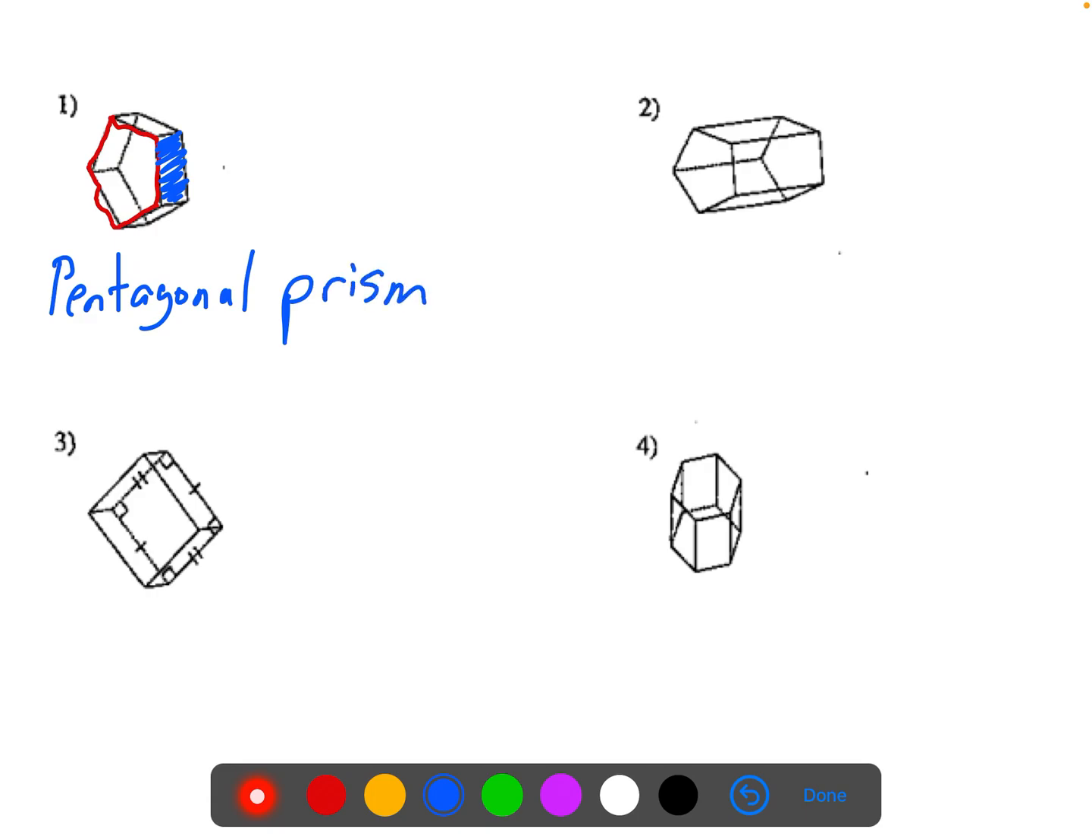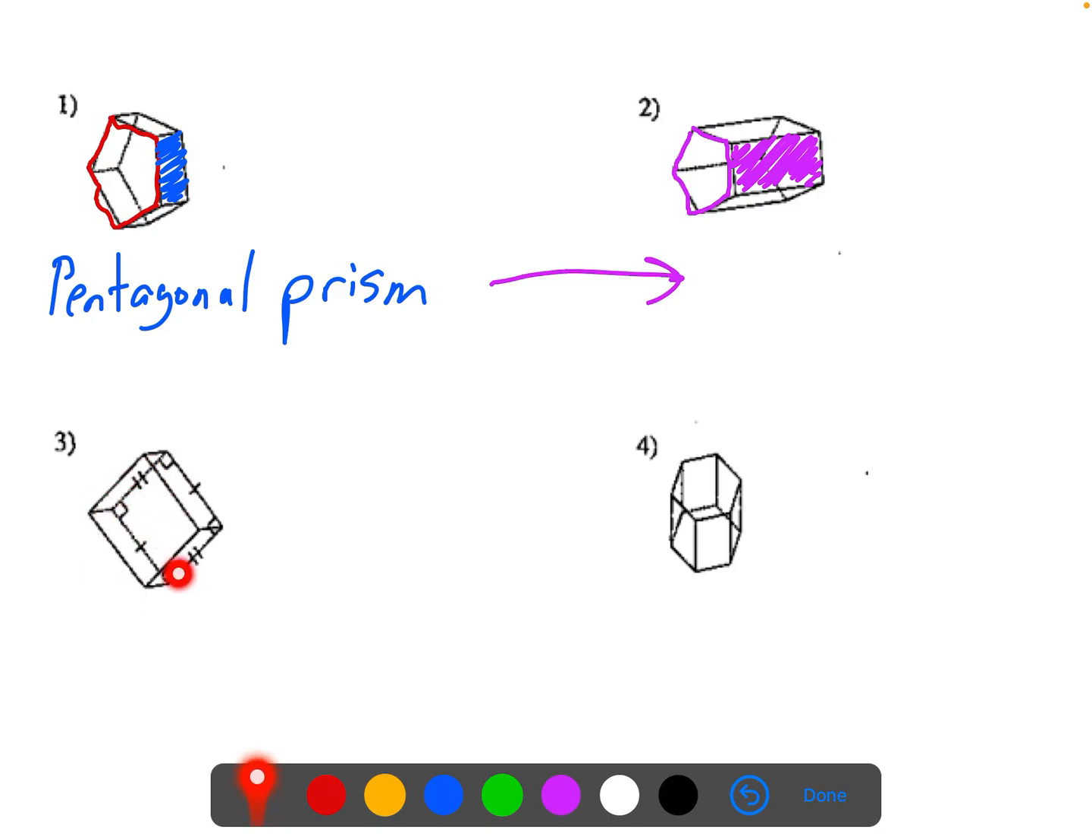If you look at the next one, again, it looks like it's sitting on this rectangle, but that is not the base of the figure. It's the pentagon here again on the end. So our pentagon is the base, and then we have rectangular sides. So it's another example of a pentagonal prism.